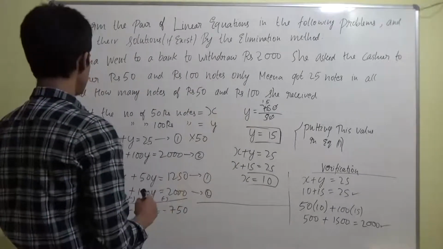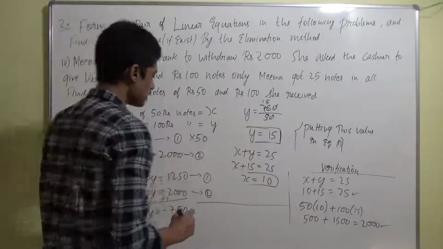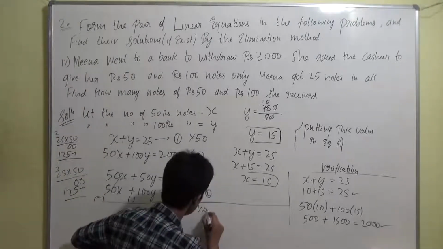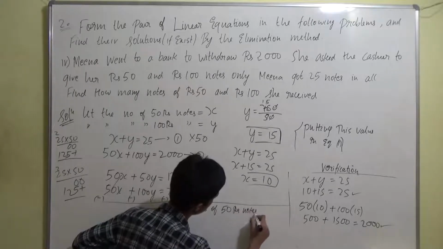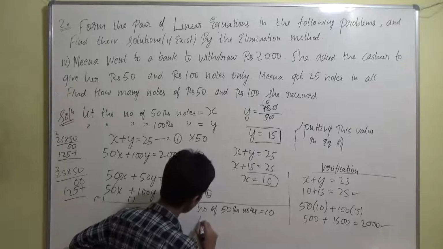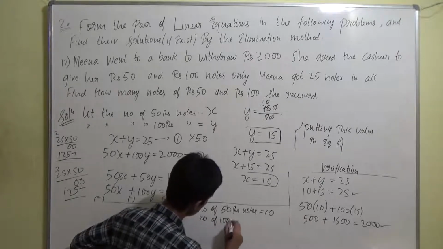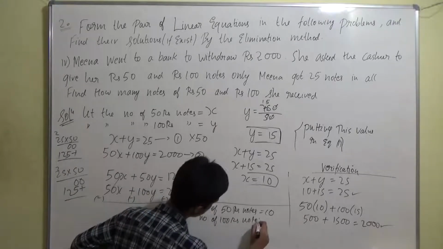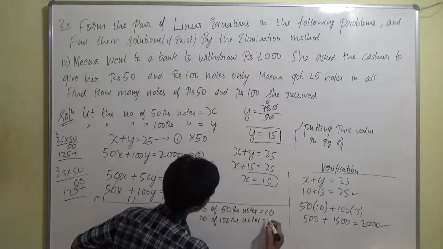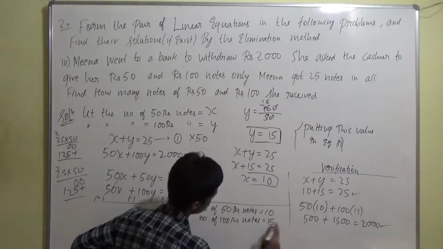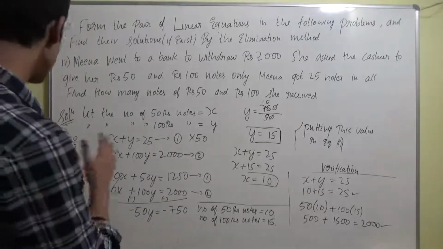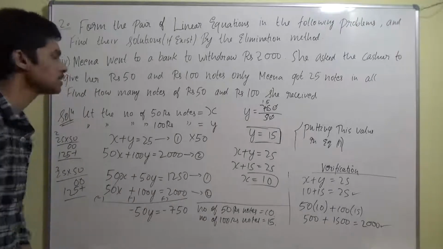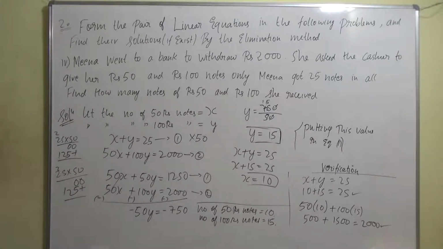are 10. Number of 50 rupees notes equal to 10, and the number of 100 rupees notes are equal to 15. Done, guys. That's it, right? Now I'll move aside. You can take the screenshot. After this, let's go to the 5th sub question and also the last sub question of this exercise.